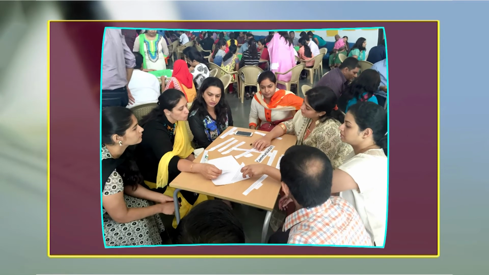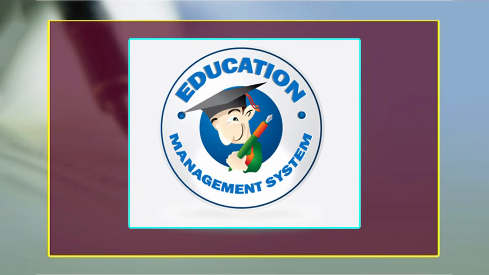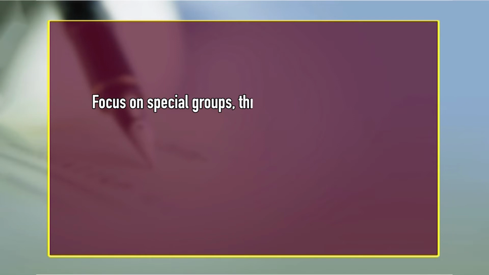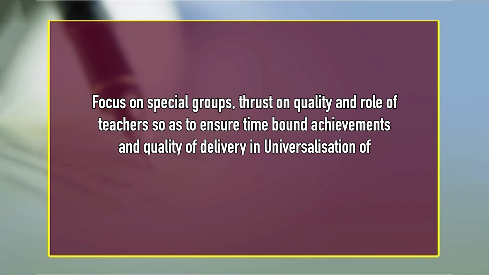Accountability. SSA envisages cooperation between teachers, parents and PRIs so as to make the delivery accountable to the community. A well-designed educational management information system to correlate school-level data with community-based information is an inbuilt feature of the SSA program. In addition to all these strategies, SSA lays emphasis on focus on special groups, thrust on quality and role of teachers so as to ensure time-bound achievements and quality of delivery in universalization of elementary education.